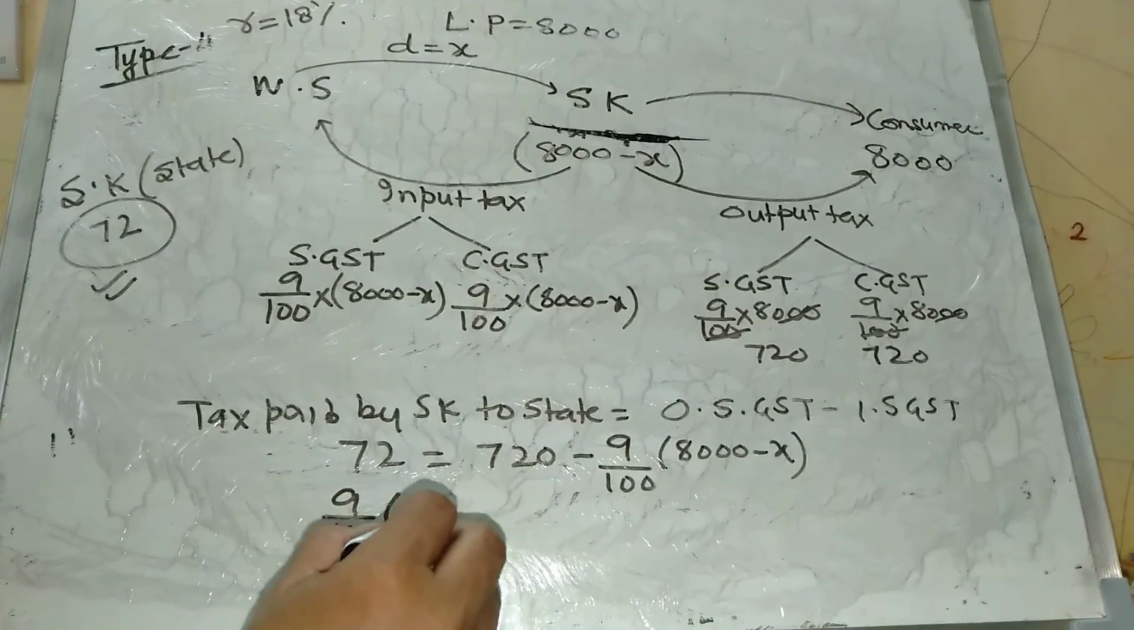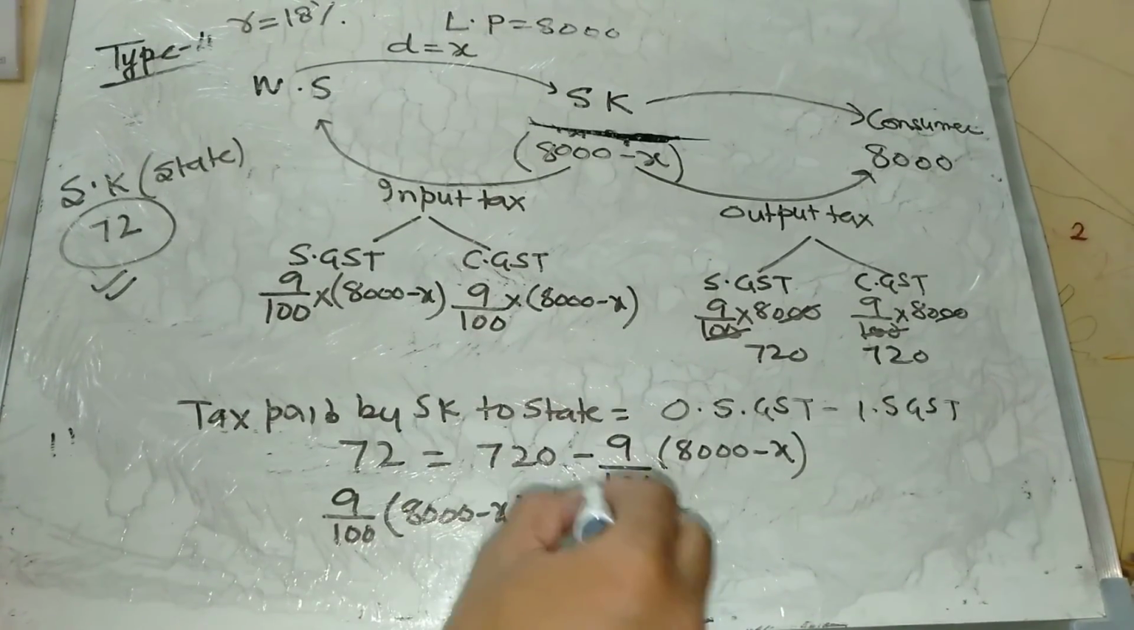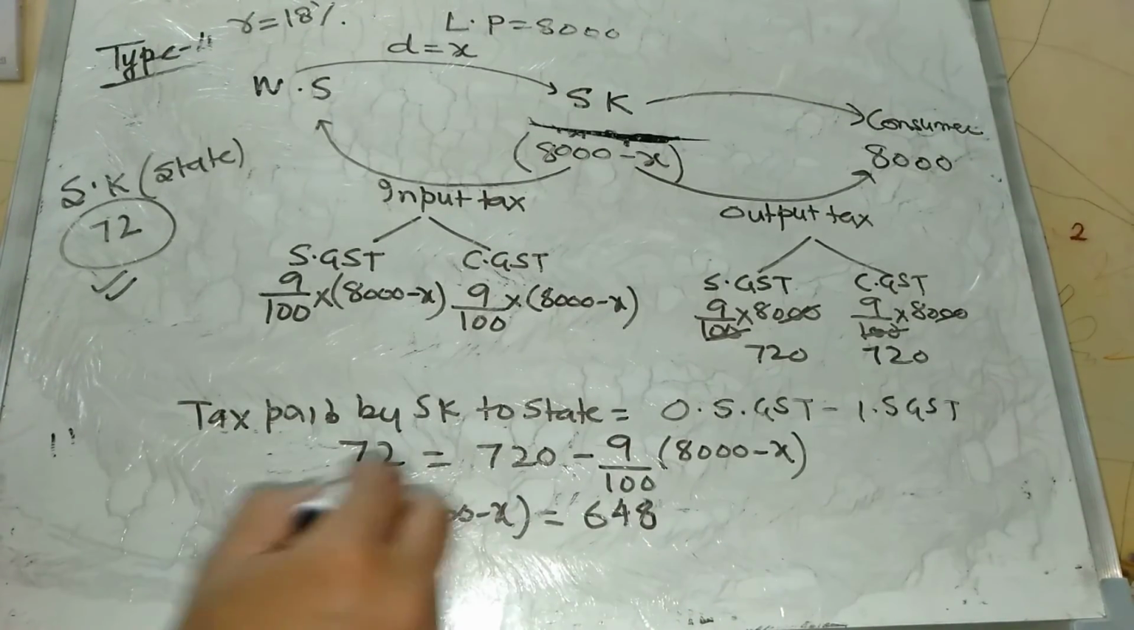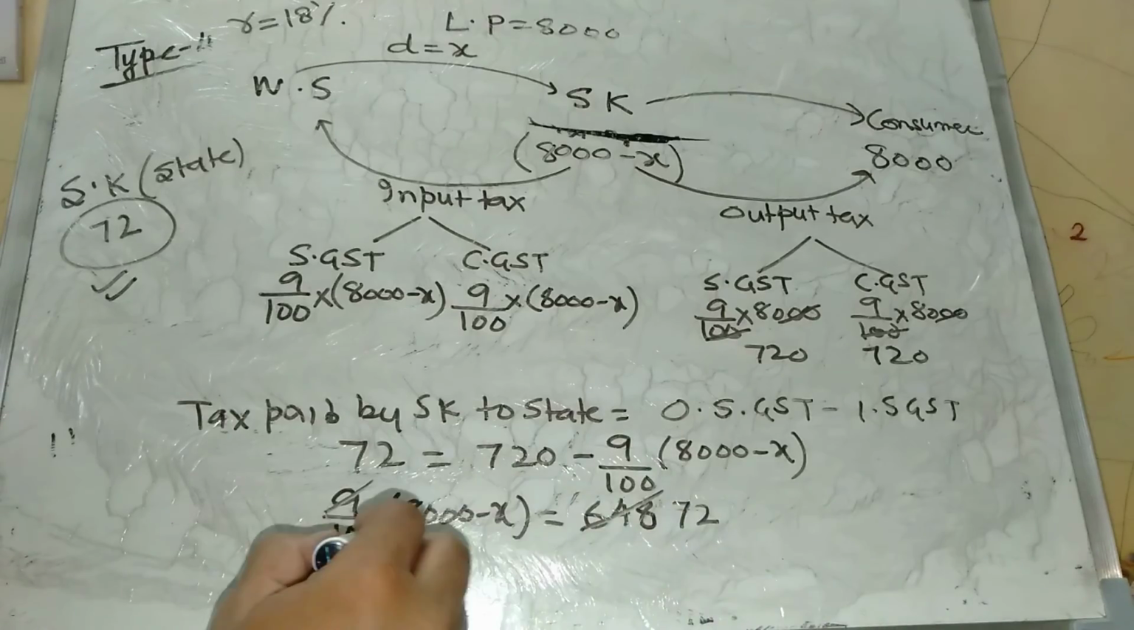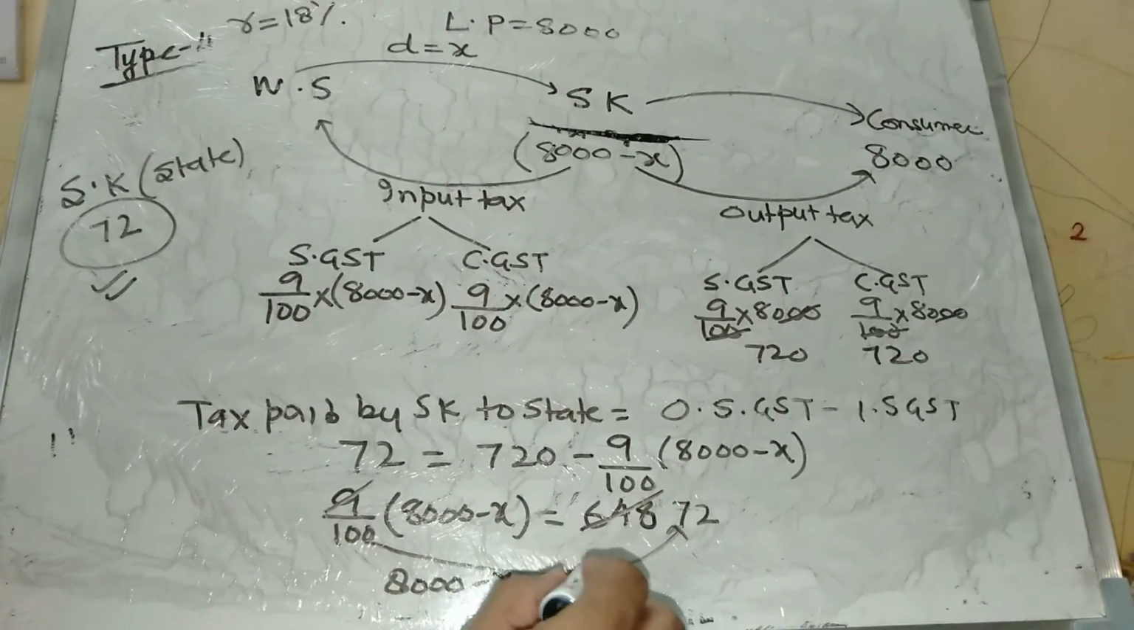9% of 8,000 minus X. 72 will go on the right hand side. It will get subtracted from 720. We get 648. So 8,000 minus X is equal to 7,200.